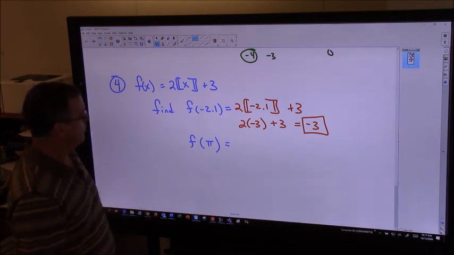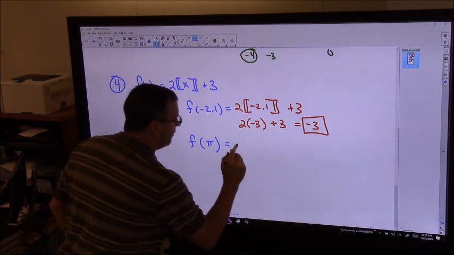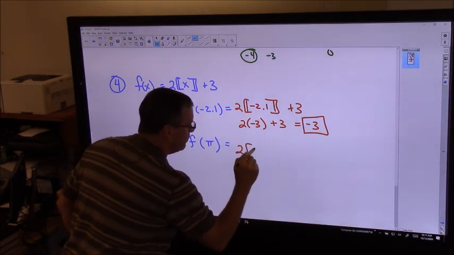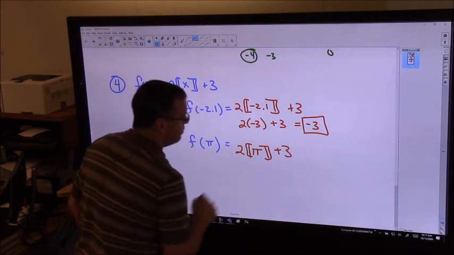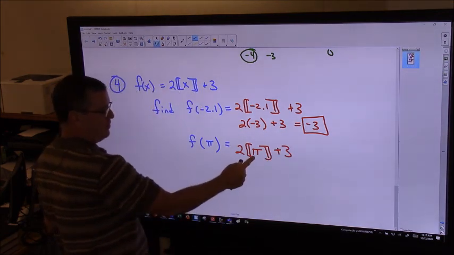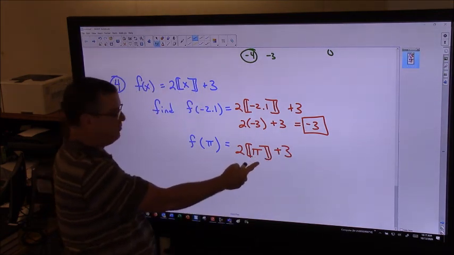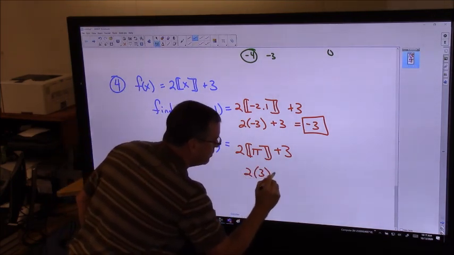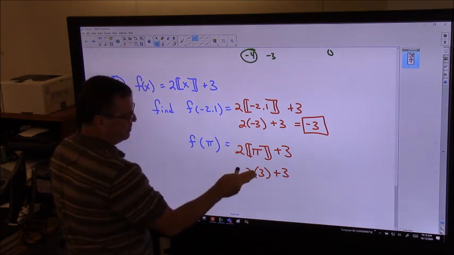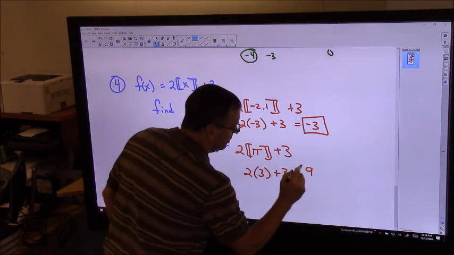All right, if I do this one, I'm going to plug in a pi, so I've got 2 times the greatest integer function of pi plus 3. The greatest integer less than or equal to 3.14 would be 3. So this is 2 times 3 plus 3. That gives me 6 plus 3, that's 9.